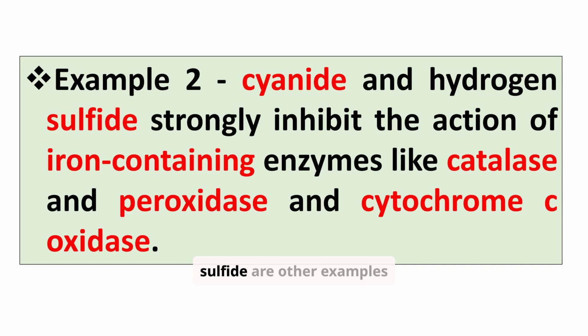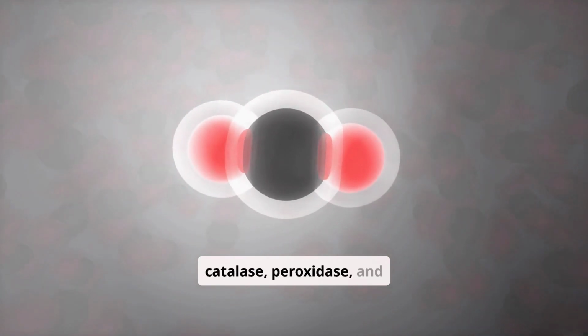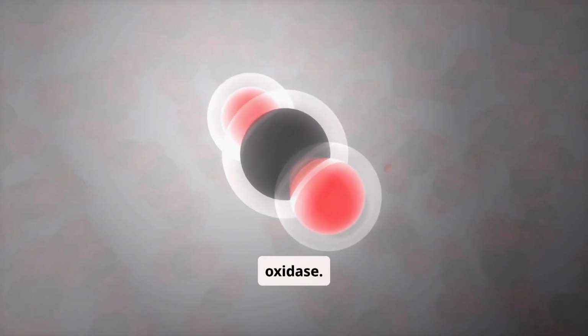Cyanide and hydrogen sulfide are other examples of irreversible inhibitors. They strongly inhibit the action of iron-containing enzymes like catalase, peroxidase, and cytochrome C oxidase.